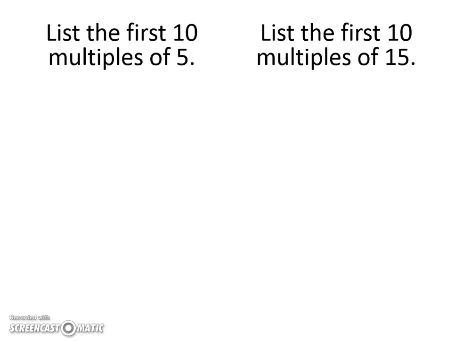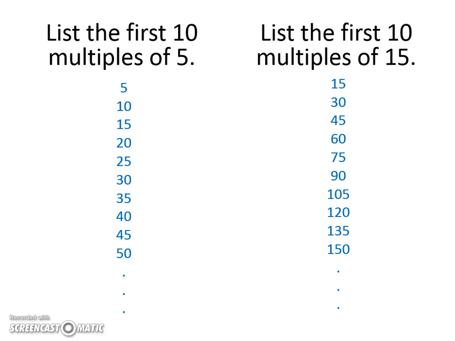Now it's your turn. Pause the video and try to find the LCM of 5 and 15. Okay, let's check your work. You should have started by listing the first 10 multiples of 5. Then listing the first 10 multiples of 15. Then you look and see which ones they have in common. So if I'm looking down this list, I notice both have a 15, both have a 30, and both have a 45. But the smallest on this list is 15.